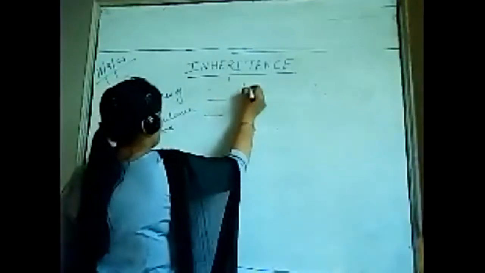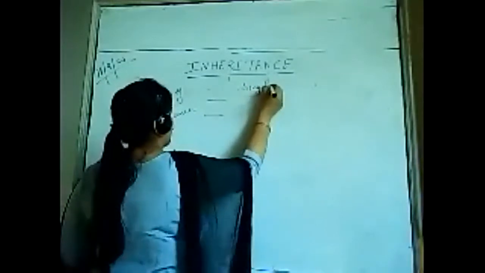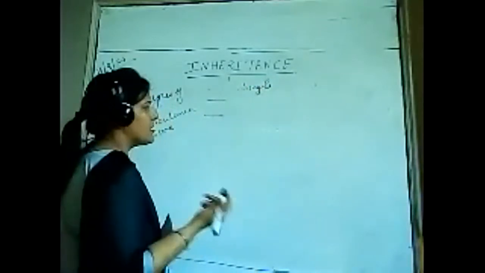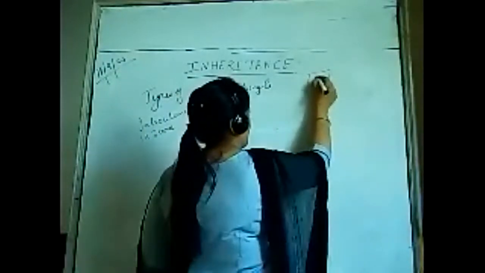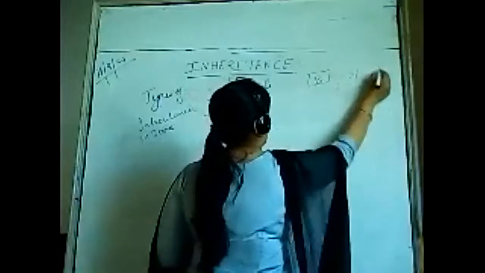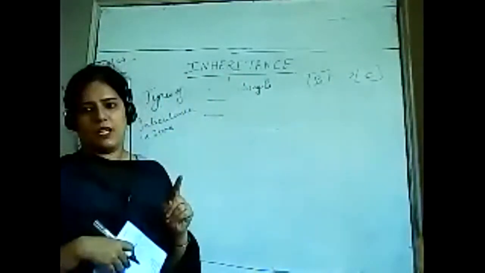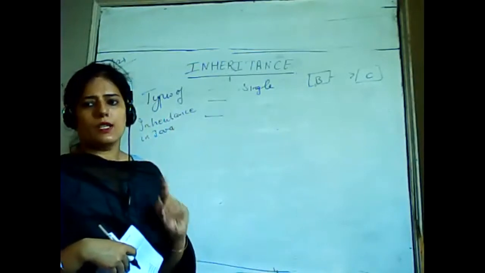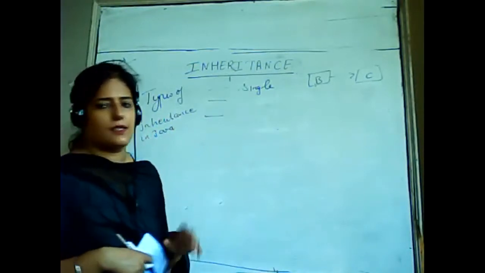One is single inheritance. So what is single inheritance? In it you have a particular base class and you derive another class from it. So that is single inheritance, when you have a single parent class and a single child class.